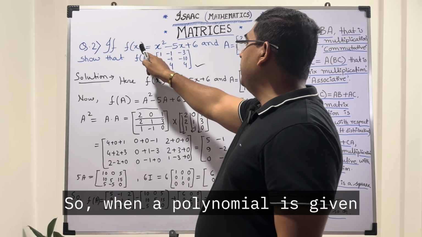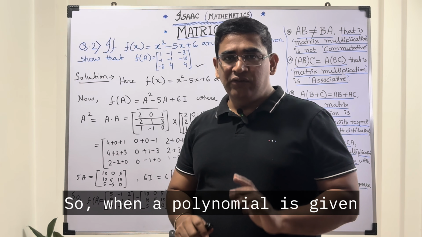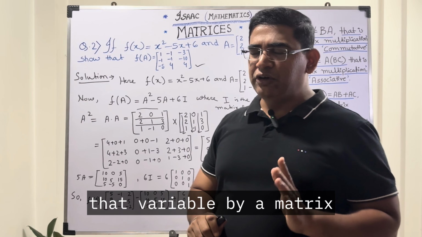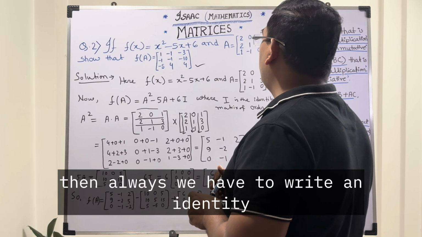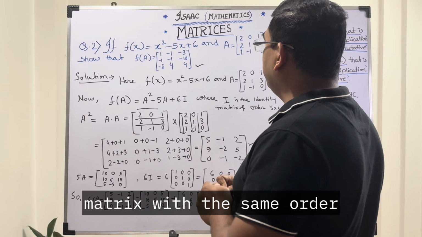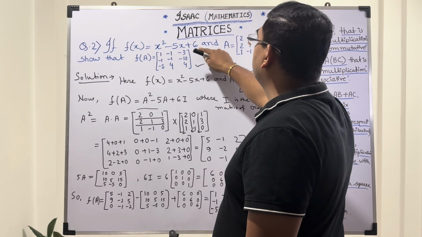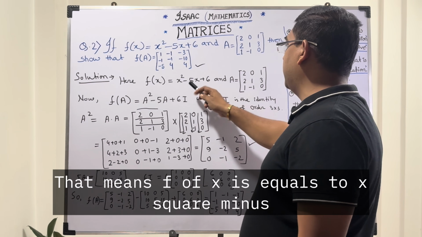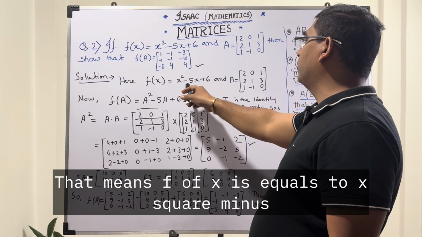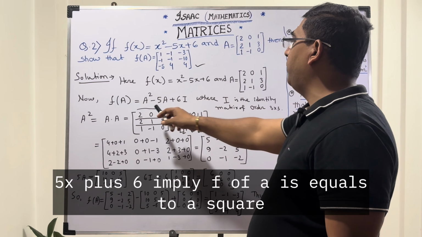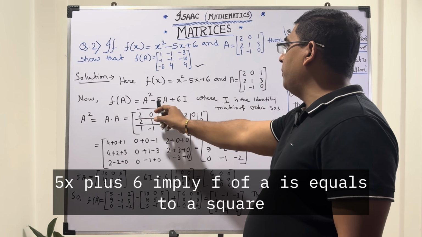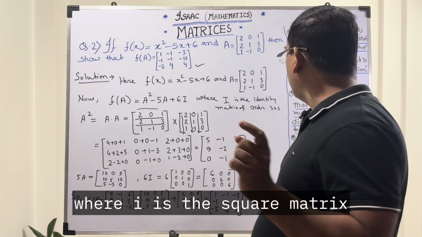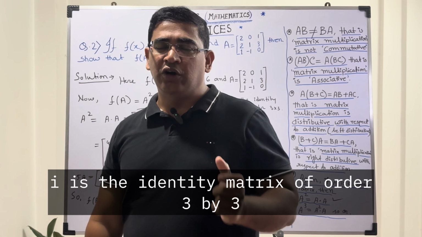So when a polynomial is given, then to replace that variable by a matrix, we always have to write an identity matrix of the same order with the constant in the product form. That means f of x is equal to x square minus 5x plus 6 implies f of A is equal to A square minus 5A plus 6I, where I is the identity matrix of order 3 by 3.